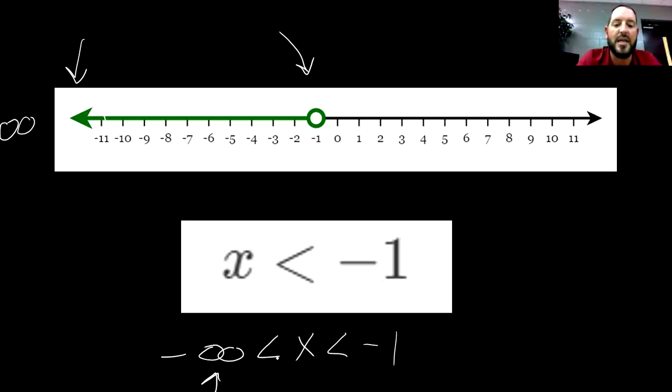So this will never be an equal to symbol when you talk in reference to infinity. We could arrive at negative 1, and so if this were a closed circle, that would be equal to. But since it is not a closed circle, it's not equal to. So, basics for inequalities right there. All right, next one.